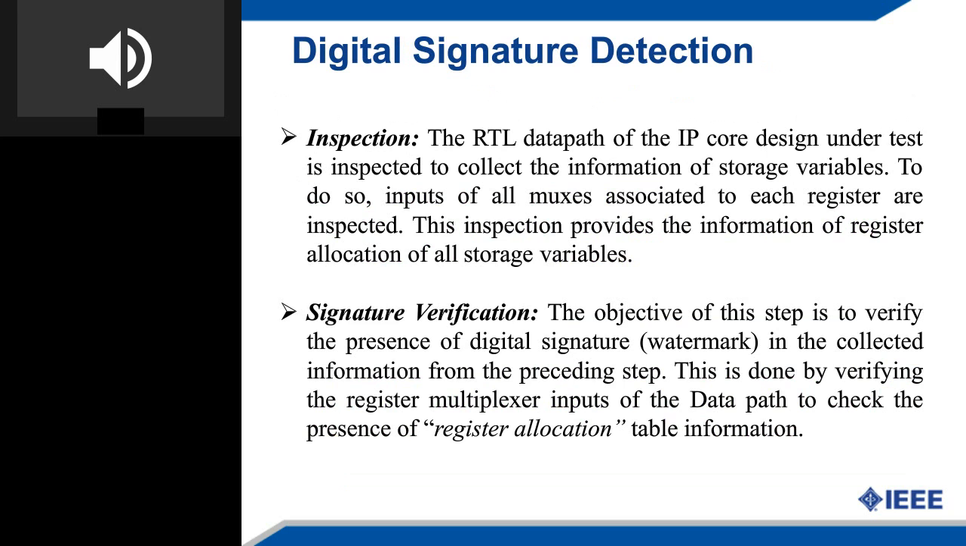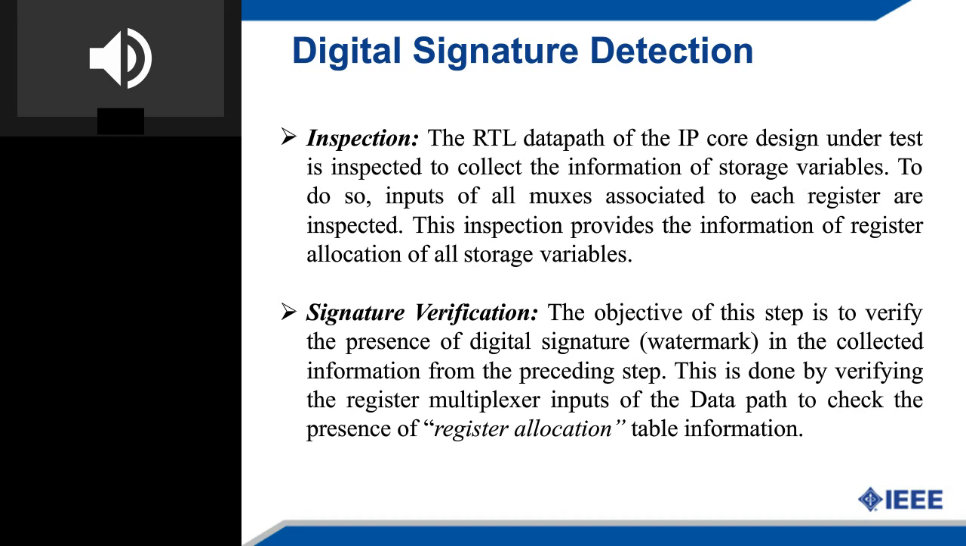Let us talk a little bit about the digital signature detection process. How do you detect a digital signature once it is implanted? It needs to be verified in order to prove the ownership. The first step is to inspect the RTL data path of the IP core design under test to collect the information of the storage variables. Once these storage variables are collected, they are subjected to signature verification.